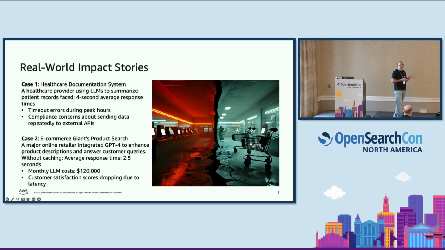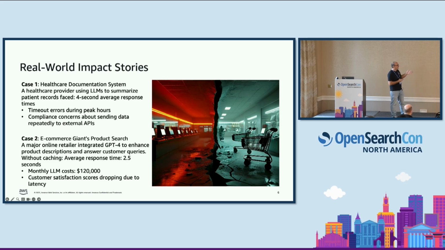Also, in the healthcare area, compliance and regulation was also a concern, because this application included multiple invocations to the LLM. It wasn't just one single invocation. That company also wanted to minimize their LLM invocations and usage.